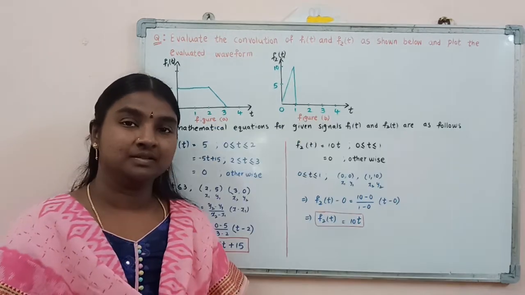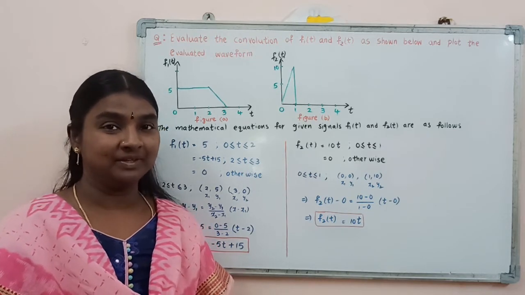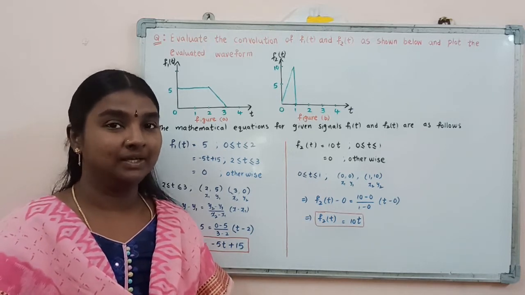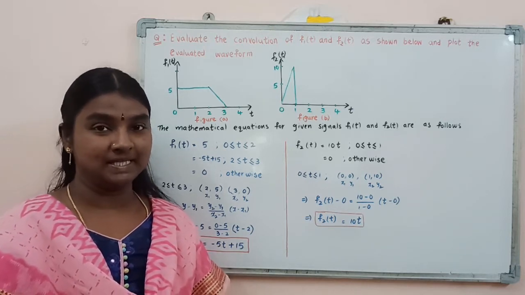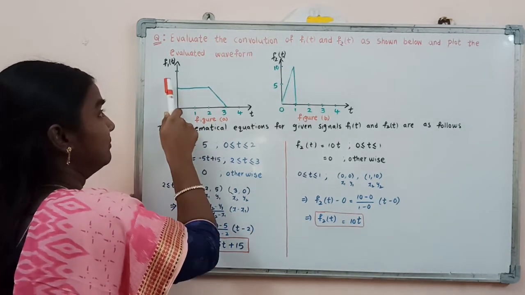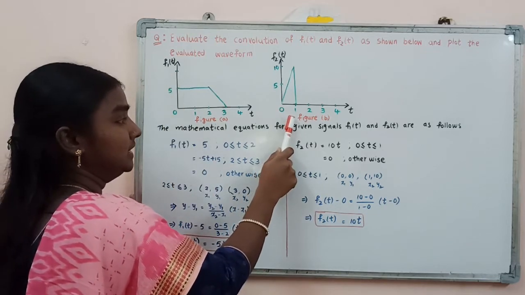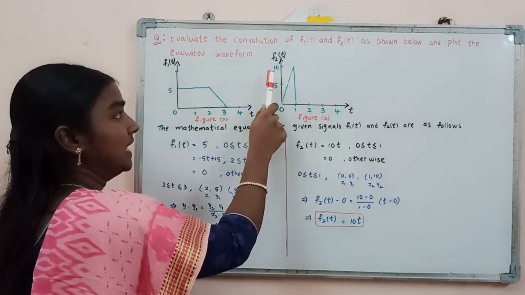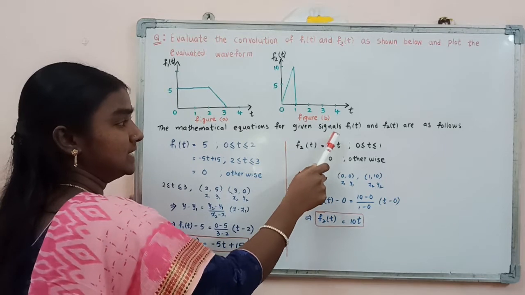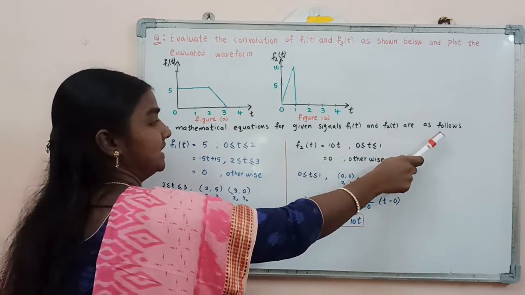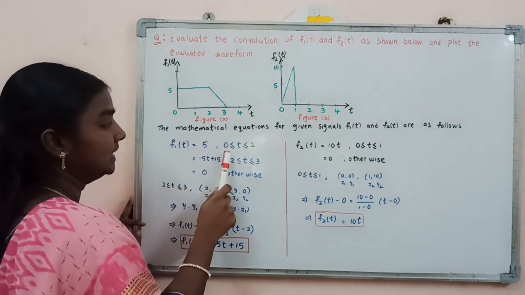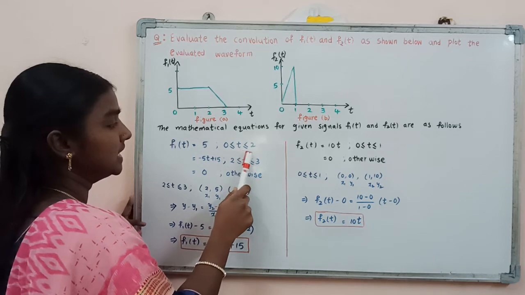Before doing the graphical convolution method, firstly, we need to find the mathematical equations for the given two signals. Here, figure A shows the signal f1 of t, and figure B shows the signal f2 of t. Now the mathematical equations for the given signals f1 of t and f2 of t are as follows. Here f1 of t will be equal to 5 in the interval 0 less than or equal to t less than or equal to 2.